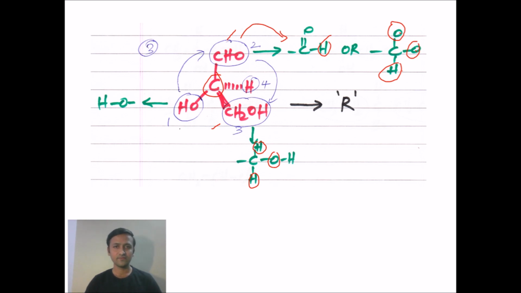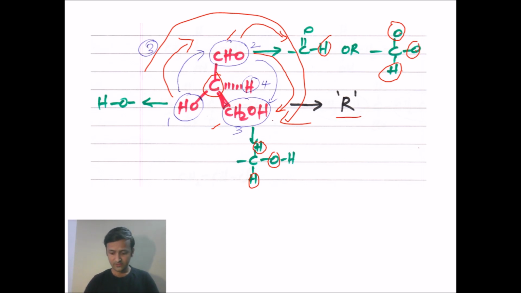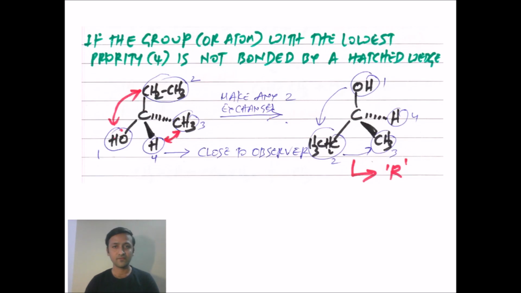So you can take the next step now, the third step, right, moving from first 1 to 2, then from 2 to 3. Okay, if we take overall again the direction here, right, we're moving in this way, or can take it as clockwise direction, and so we need to assign it as R, right? So that's the first type of examples. Now the second one, we can take if the group or atom with the lowest priority, that's fourth, is not bonded by a H to H.